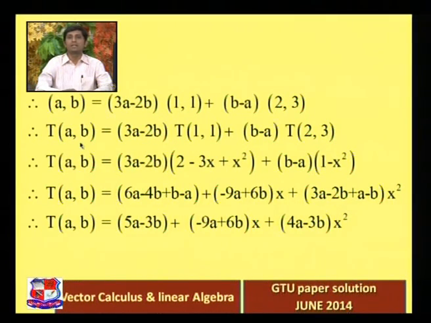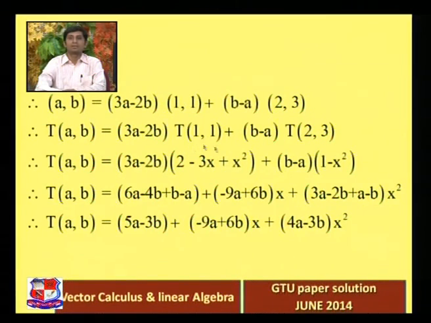Because T is a linear transformation, when we apply T on both sides, 3a minus 2b and b minus a are both constants, so we can take them outside of the bracket. That's why here we have written 3a minus 2b into T of (1,1) plus b minus a into T of (2,3).